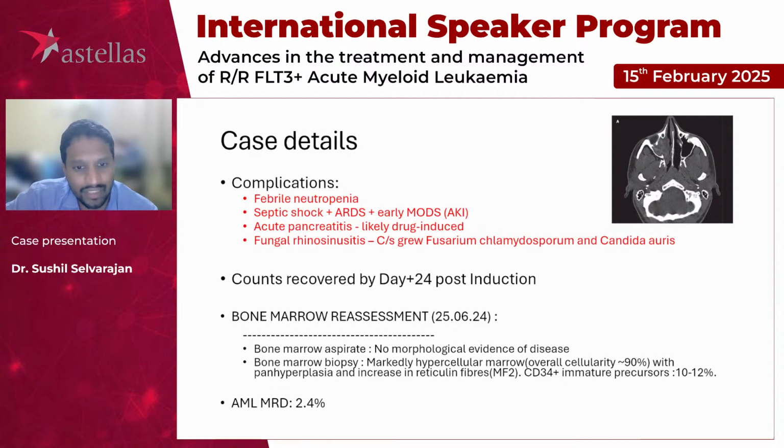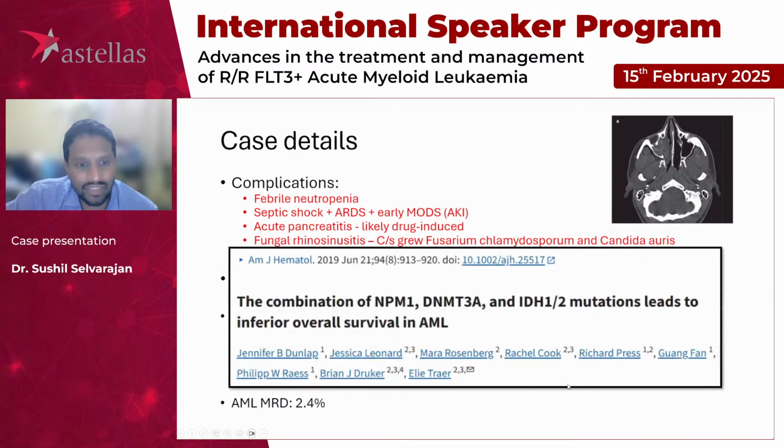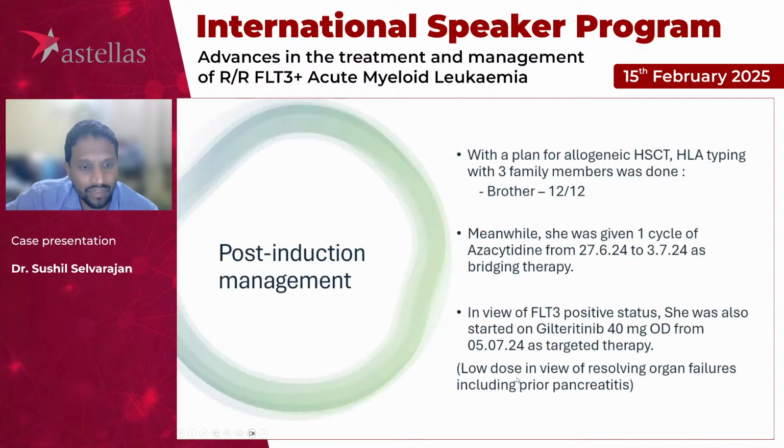At the bone marrow reassessment that we did on the 25th of June, the aspirate did not show any morphological evidence of disease, but the biopsy showed this sinister population, CD34 positive immature precursors of 10 to 12%. The AML MRD, unfortunately, was 2.4% positive. We know NPM1, DNMT3A, and IDH, along with FLT3 of course, lead to inferior overall survivals in this group. This is notoriously a bad group. The moment we got this mutation profile on the next-gen sequencing, we counseled the family towards transplant, and her brother was a fully matched donor.